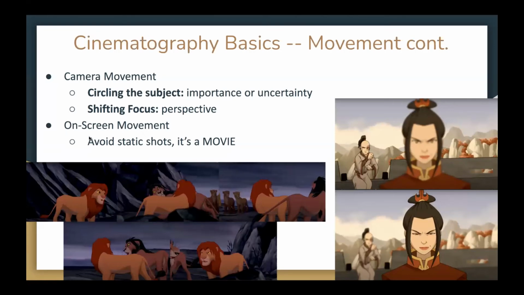And then I wrote on here, on-screen movement, avoid static shots, it's a movie. Again, you don't want to overexert your audience by having too much movement happening, because sometimes less is more. However, if you've got your camera and it's a dialogue scene and they're just sitting there talking for 30 seconds, nobody's going to pay attention. Their minds are going to drift. So you do have to have some kind of movement, just so that your audience is aware that this is a movie or this is a TV show, and doesn't get bored.